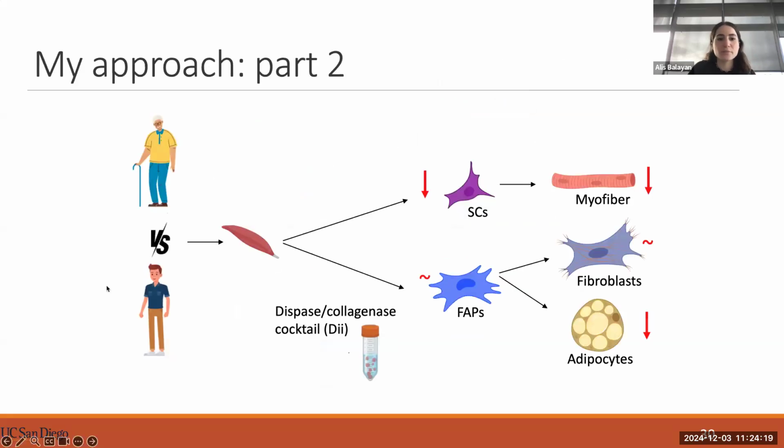So the conclusion for the second part was that I'm seeing all of these changes, including that the satellite cell quiescent pool was declining with maintained fibroadipogenic progenitors, and the function of satellite cells, indicated by fusion capacity, was also declining in older patients, while FAPs maintained their fibroblast differentiation.